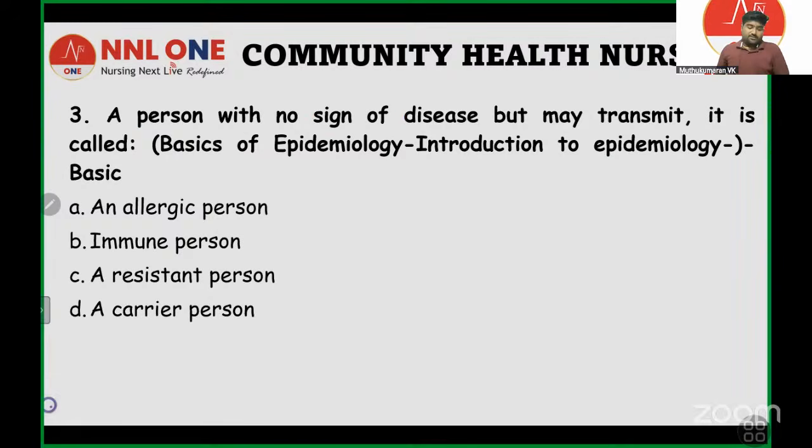So now tell me here: a person with no sign of disease but who may transmit is called as. It is from the basics of epidemiology that we are going to discuss. An allergic person, a resistant person, an immune person, or a carrier person. Now tell me, a person with no sign of disease but who may transmit a disease is called as.